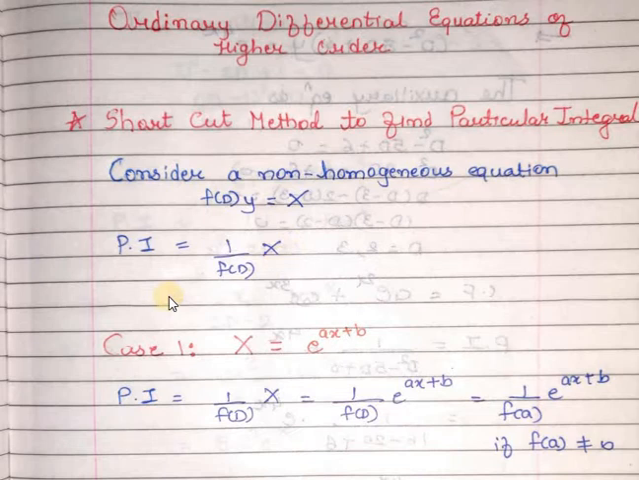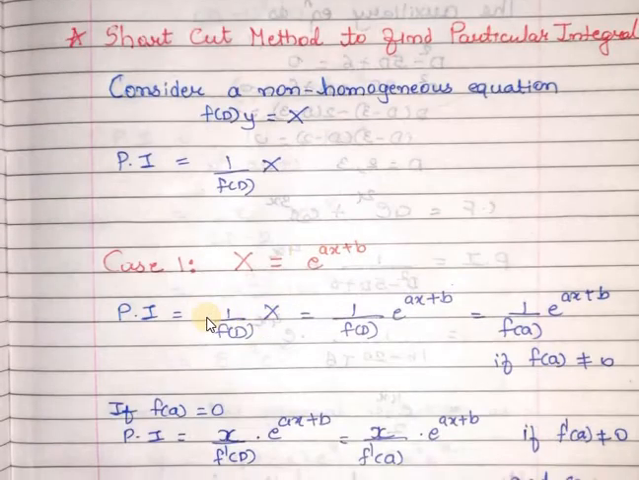There are different cases to find the particular integral. Let us discuss the first case where capital X is equal to e raised to ax plus b. That means the right hand side of the equation is e raised to ax plus b. So for this case, PI can be found by 1 divided by f of D into capital X is equal to 1 divided by f of D.